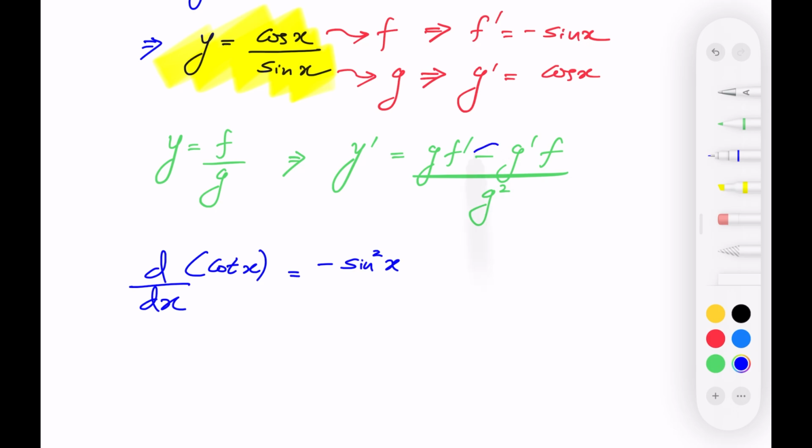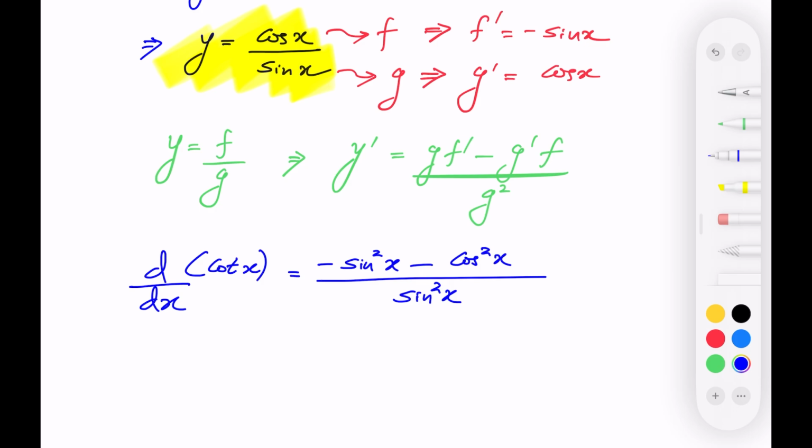And then there's this negative symbol, minus g prime times f. g prime is equal to cosine x, and f is equal to cosine x. Therefore, g prime times f should be equal to cosine squared x. All of that has to be divided by g squared. g is equal to sine x, therefore g squared should be equal to sine squared x.